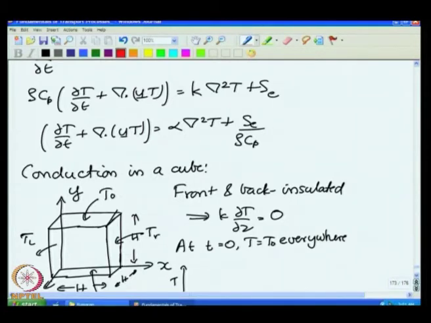Because it was insulated in the z direction, there was no transport in that direction, but the procedure that we will formulate here will apply equally well even when there is transport in the z direction. So, the procedure will be exactly the same.